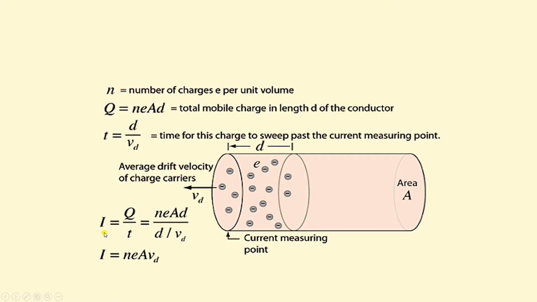So the current I is given by charge upon time. The charge is equal to nEAD, and the time that we have calculated is D upon Vd, where Vd represents the drift velocity. Then current I will be equal to nEAVd. Drift velocity and current.